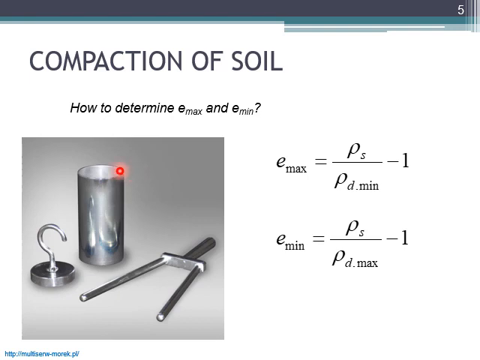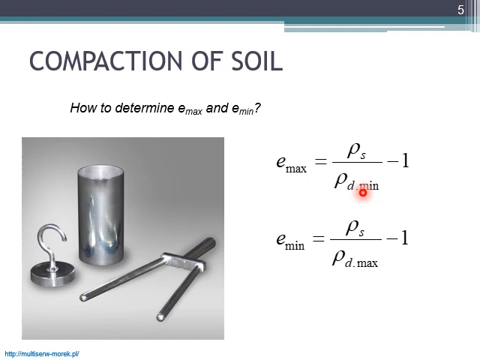Then, of course, if you level the top of the specimen and measure the mass of the cylinder with the soil, then you can calculate what is the mass of the sand in the cylinder. Knowing that, and knowing the water content of your sample and the mass of the cylinder alone, you can easily calculate the dry density of the soil in this loosest state.